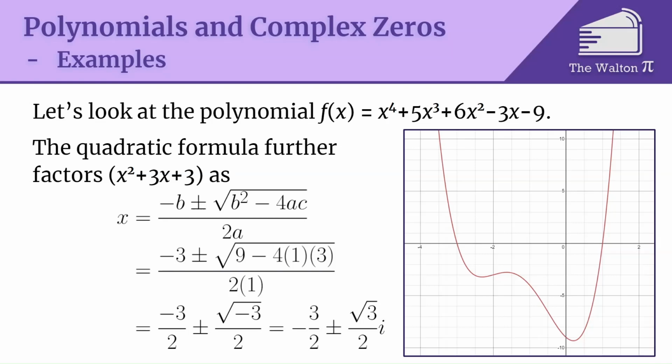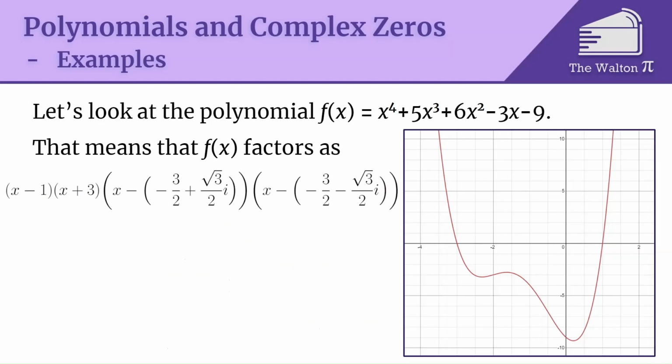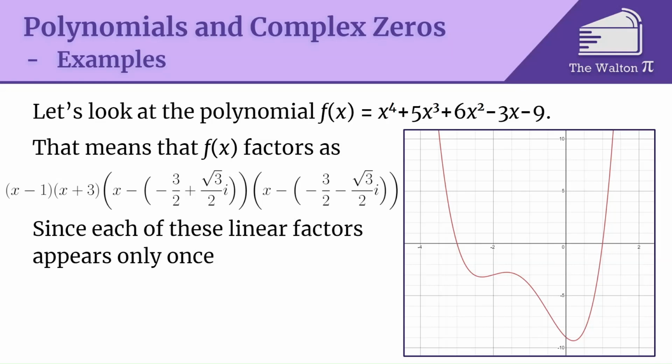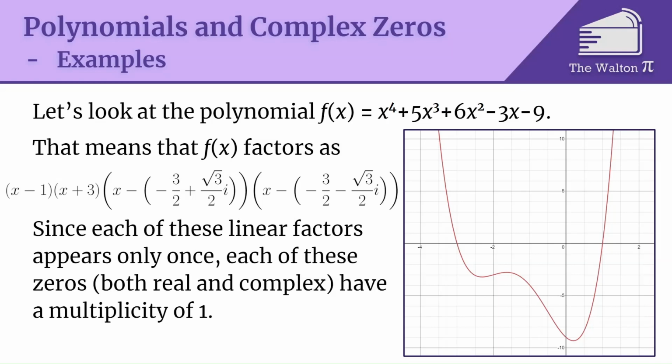Okay, it's an ugly complex number, but it is a valid complex number, and those are going to be the roots. So that means that f of x factors as (x - 1)(x + 3)(x - (-3/2 + (√3/2)i))(x - (-3/2 - (√3/2)i)). Each of these linear factors appears only once. That means that each of these zeros, both the real ones and the complex ones, have a multiplicity of 1.